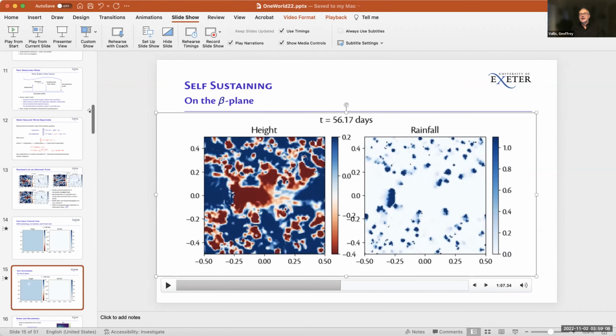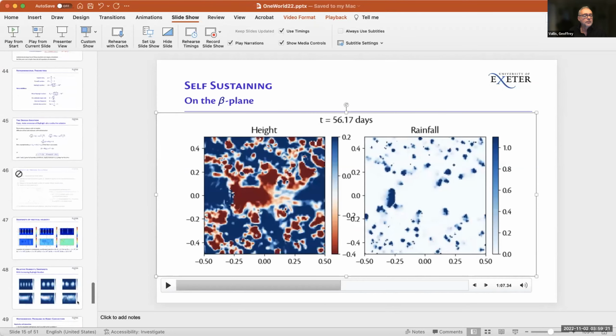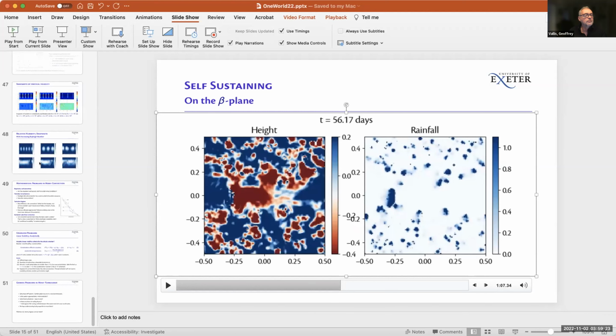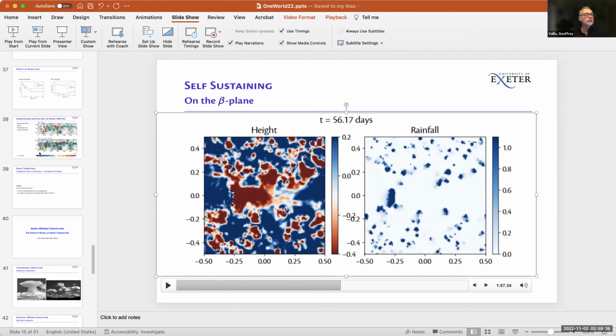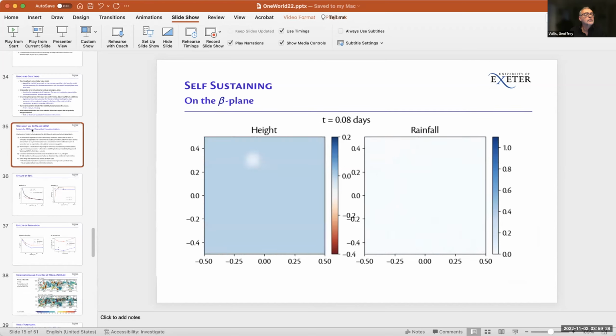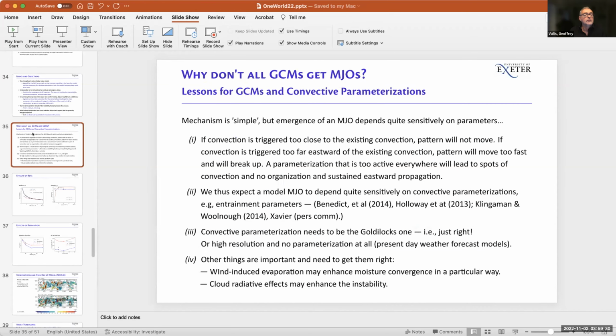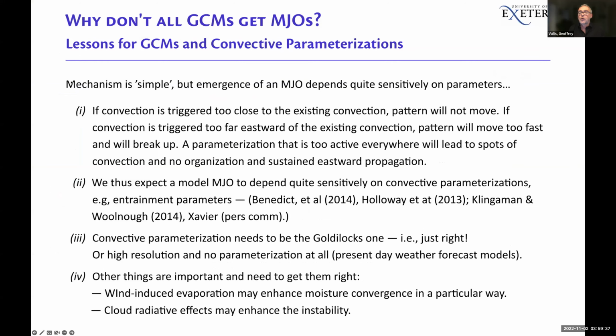There is some kind of tuning involved, in a sense, to get the right speed and so on. So, for example, I can find out my... at the end I say, why don't all GCMs get MJOs?